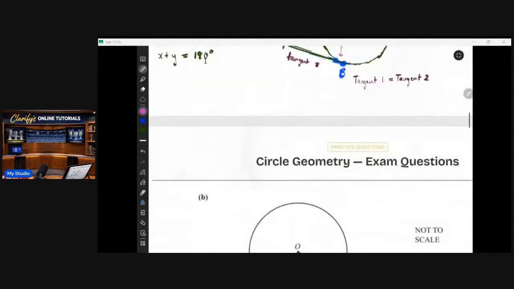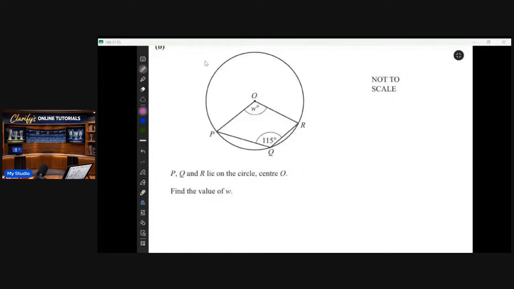So anyway, let me now say this. When you get a situation like this, look closely, everybody. When you get a situation like this, you should make a cyclic quadrilateral first. Come on. Make a cyclic quadrilateral.